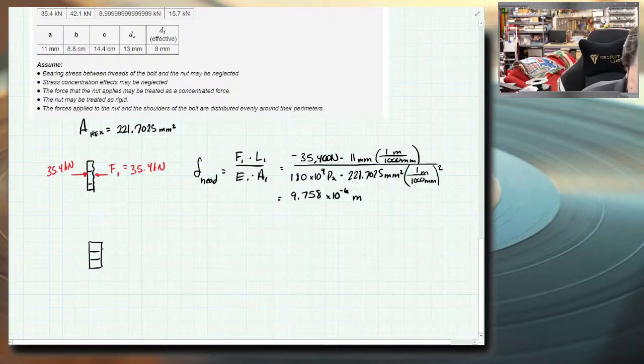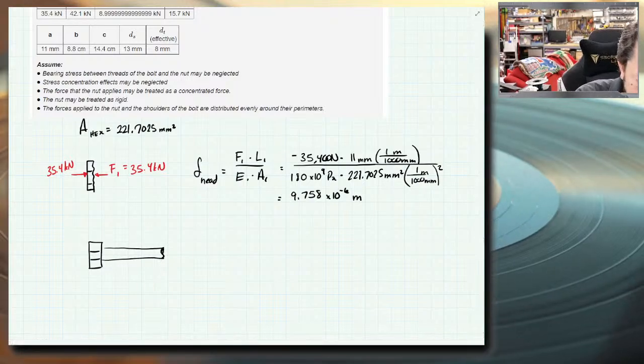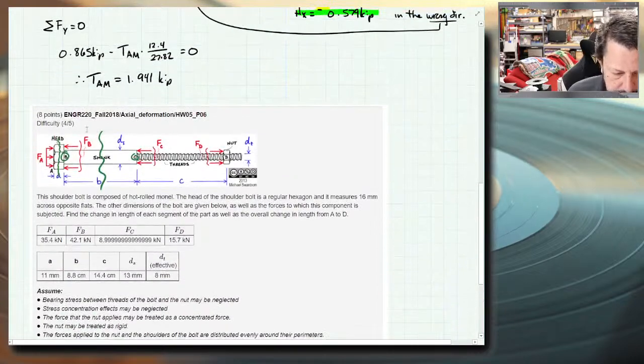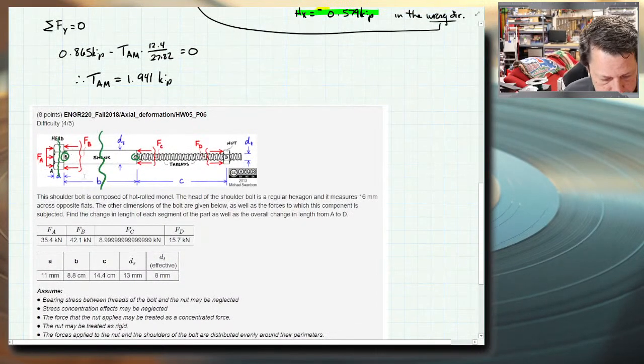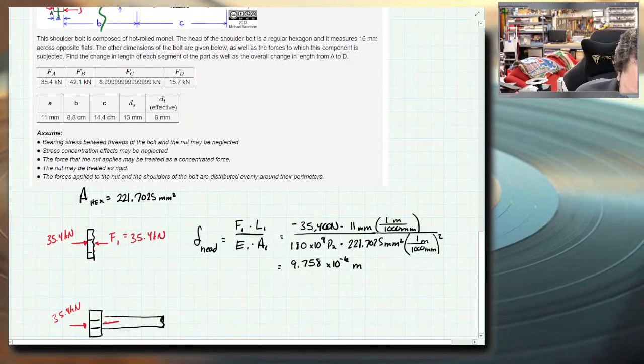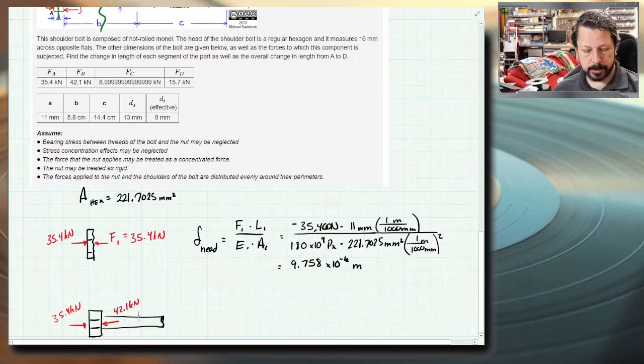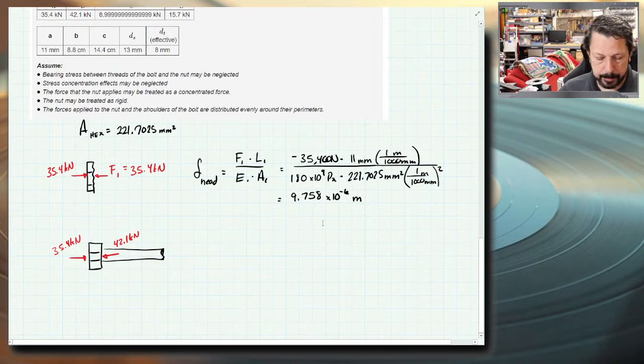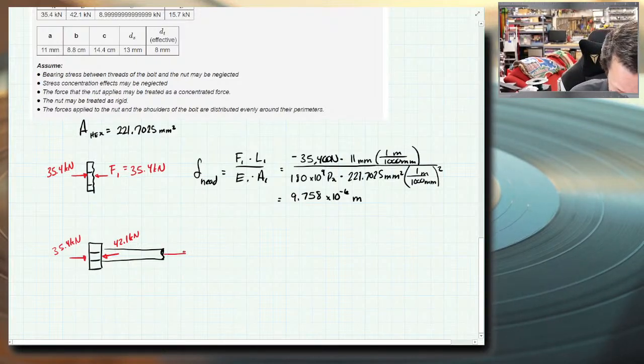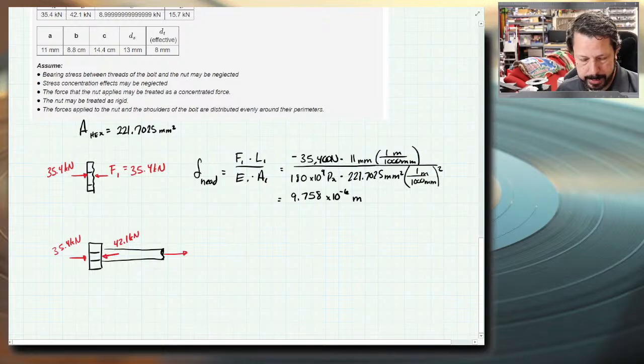So now the bolt head is there, and I've cut open the bolt, and there is that 35.4 kilonewtons from FA, but now there's also FB pushing back against it, 42.1 kilonewtons. I'm just going to draw it as a single force right in the middle. So in this case, for this piece of our bolt to be in equilibrium, I need more force going to the right. I need a tensile force in here.